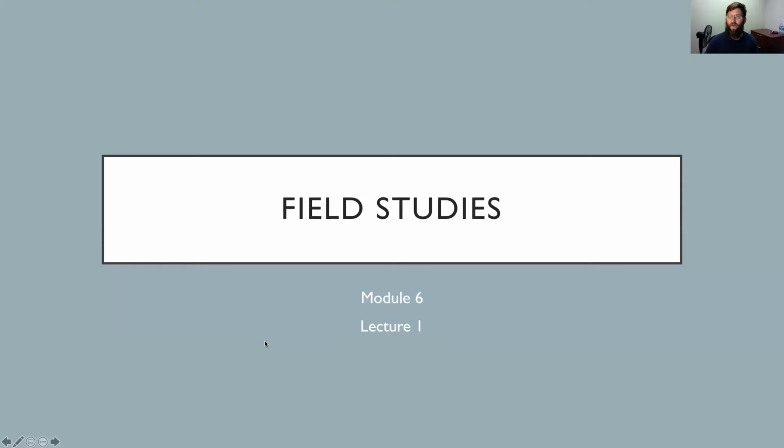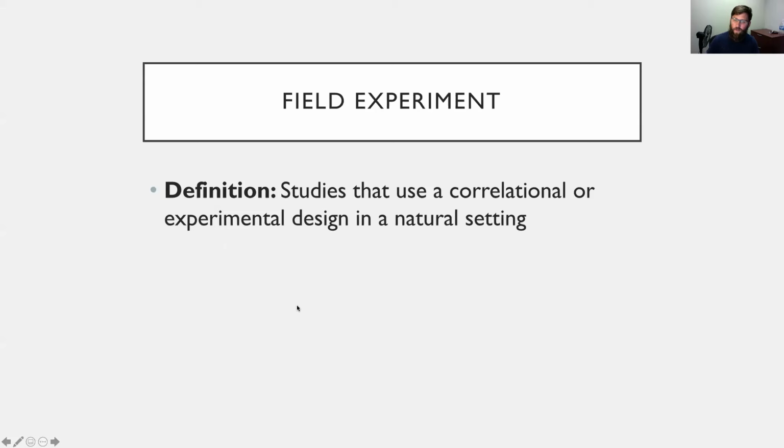All right, so let's go ahead and talk about some field studies here. So first off, what is a field study? Well, by definition, these are studies that use either correlational or experimental designs. I refer to them as field experiments, but technically they're field studies because they can have correlational designs too. And they're correlational designs or experimental designs that occur in a natural setting.